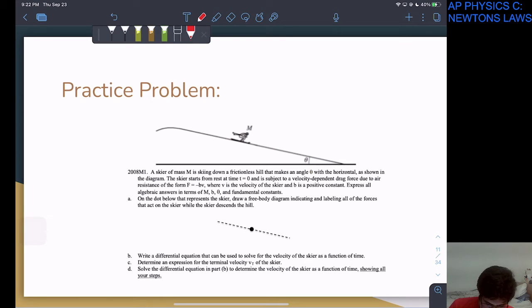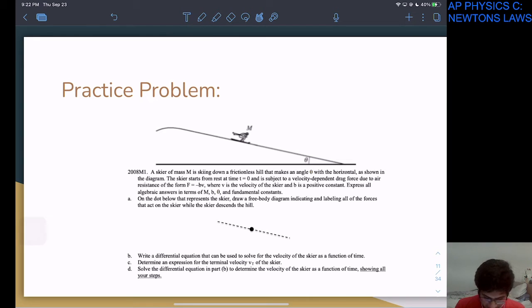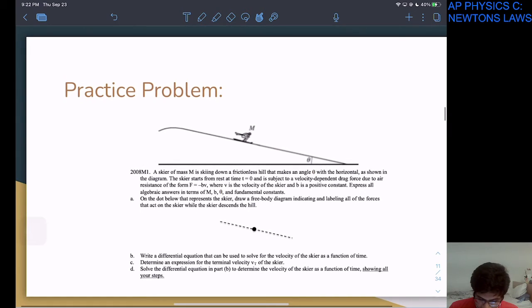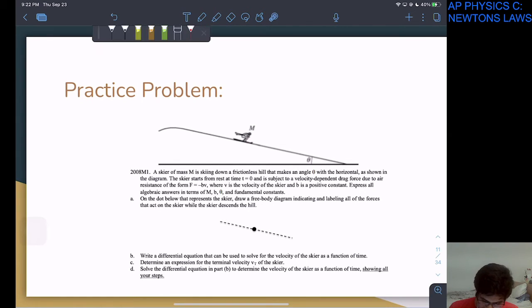All right, so let's look at a practice problem, which was an actual AP question. A skier of mass m is skiing down a frictionless hill, okay, it's frictionless, that makes an angle theta with the horizontal as shown in the diagram. The skier starts from rest at time t equal to 0 and is subjected to a velocity-dependent drag force due to air resistance of the form F equals minus bv, where v is the velocity, b is a constant.